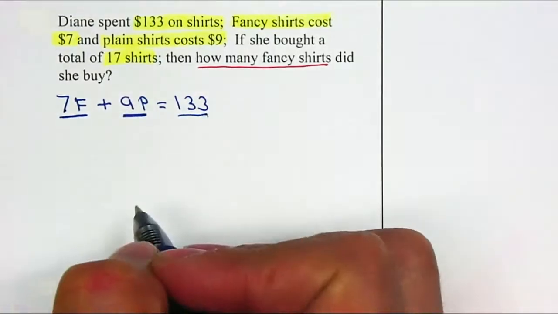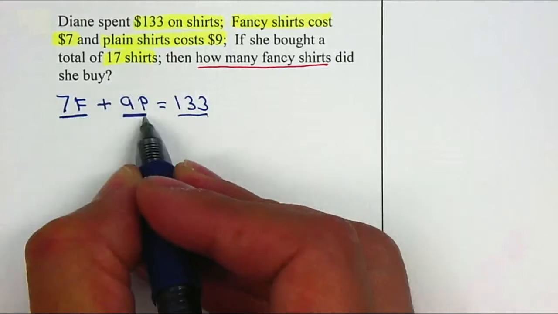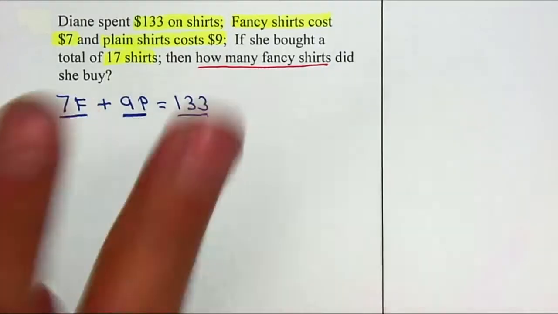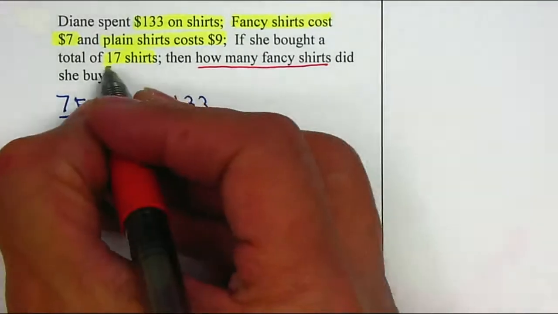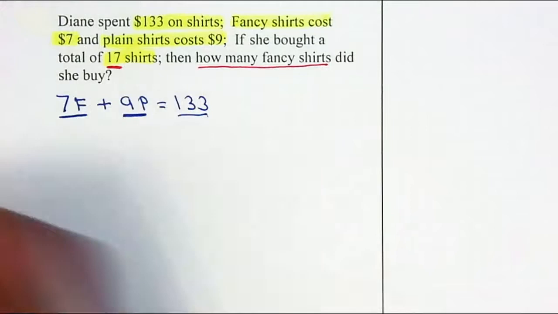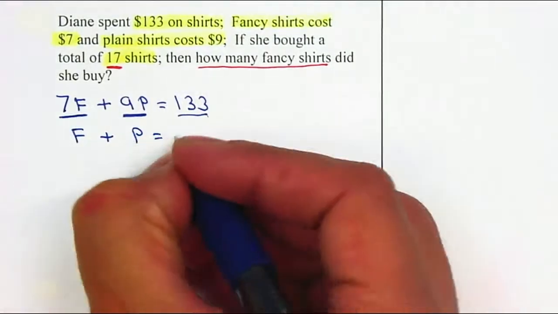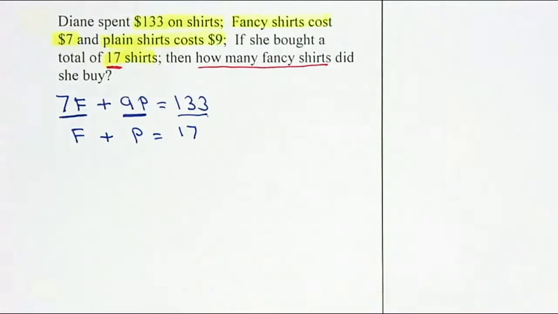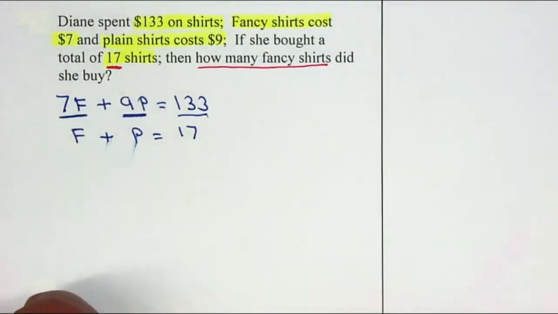The second equation that we need, since we have two unknowns, F and P, that we need to find, is that we need two equations. The next equation will be the number of items. So how many items did she buy? 17. So the number of fancy shirts plus the number of plain shirts is equal to 17. And because it's always in standard form, we are going to solve it by substitution.